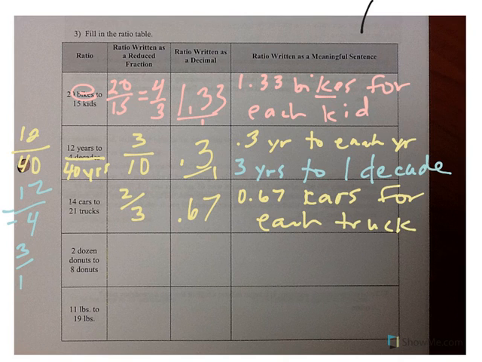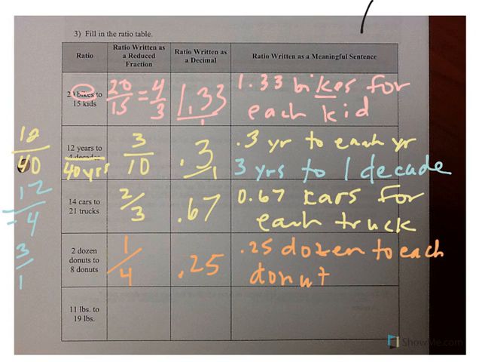Now, in this one down here, we have 2 dozen donuts to 8 donuts. I'm going to go ahead and leave it as dozen to basic donuts. So 2 to 8 is 1 to 4. That's 0.25. That means 0.25 dozen to each donut. So you might say, for every donut that Billy eats, somebody else eats 0.25 dozen. Well, a quarter dozen is 3. So we would have ended up with 3 to 1 if we would have gone the other direction. So again, it depends on how you look at it.